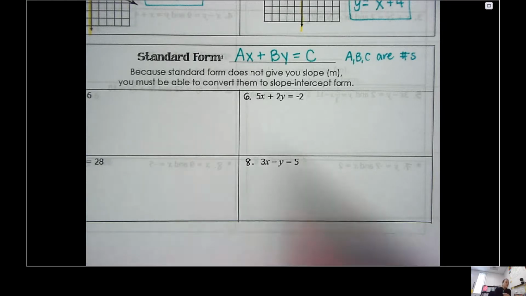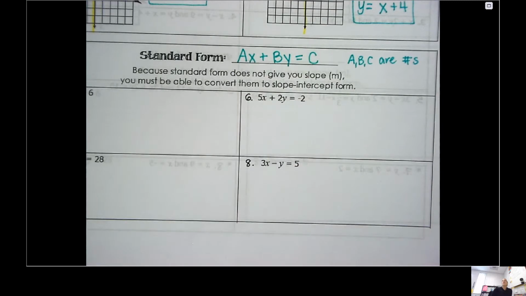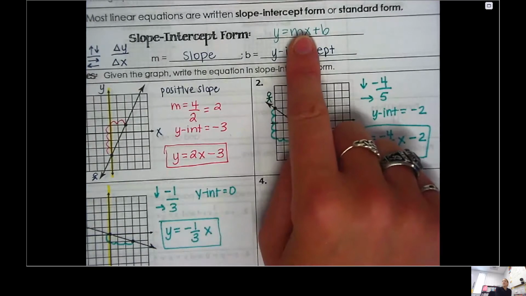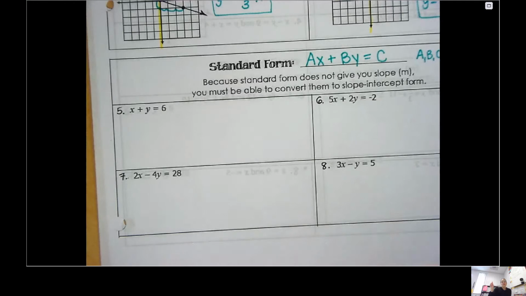Now, this form does not give you the slope. So if I asked you to graph an equation in standard form, it would be pretty much impossible to do because you don't have the slope. So what we have to do is rewrite the equations from this form to look like this form. I have to rewrite them to look like this one. So that's what we're going to do. It's okay. It's way easier than you think.